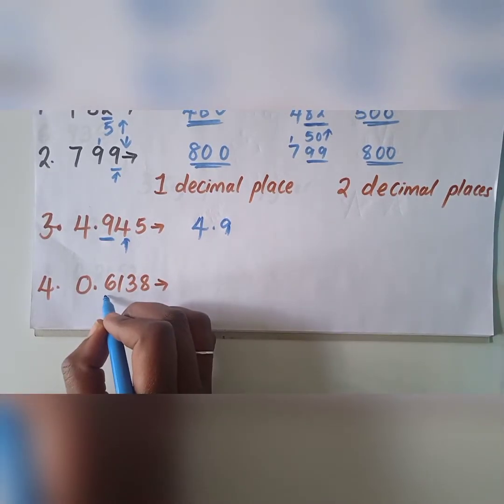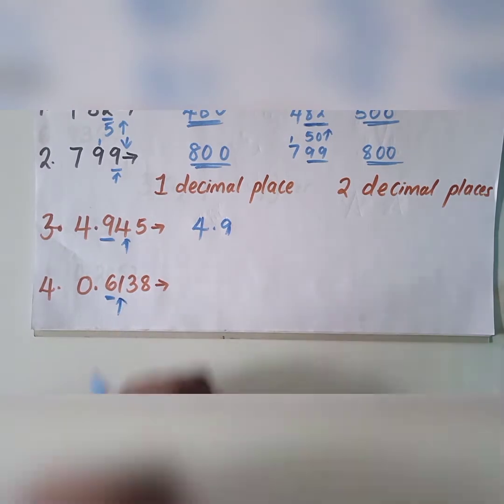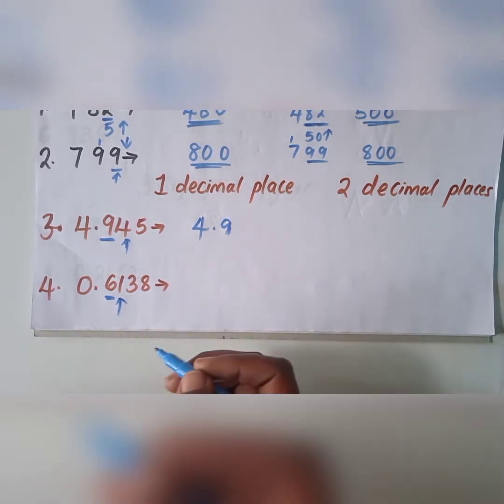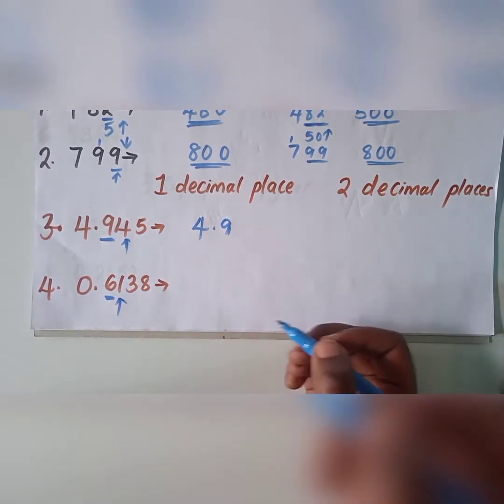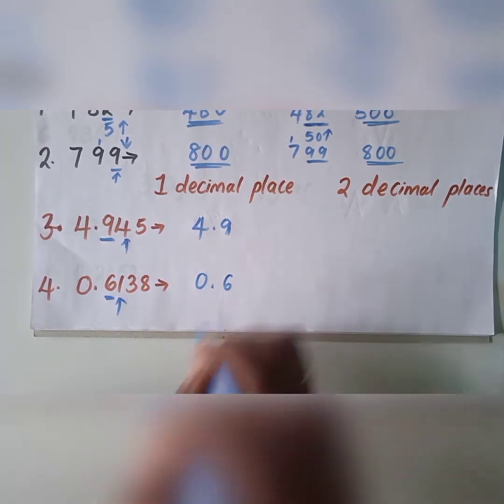Same thing, this one is in the tenths value. Look at the next number. If it's more than 5, you round it up. This one definitely is less than 5, so it's going to remain the same, so 0.6.